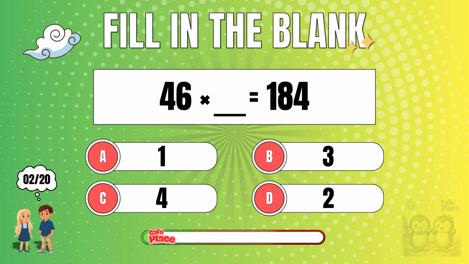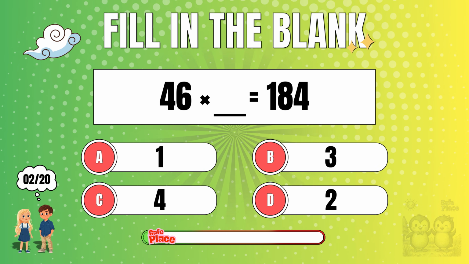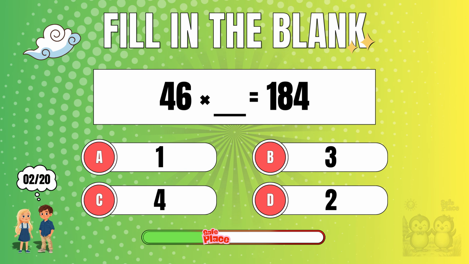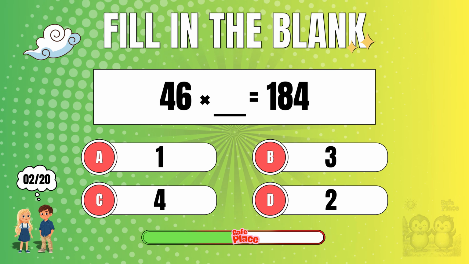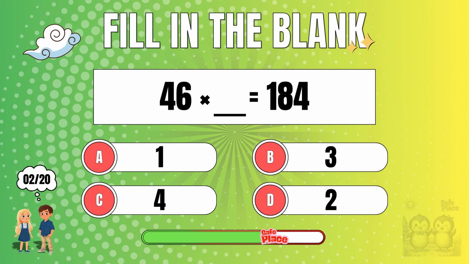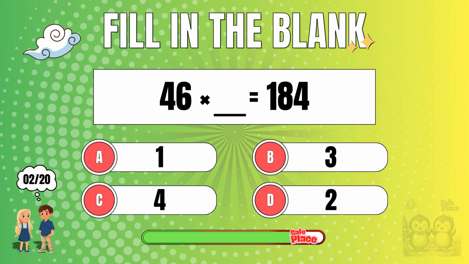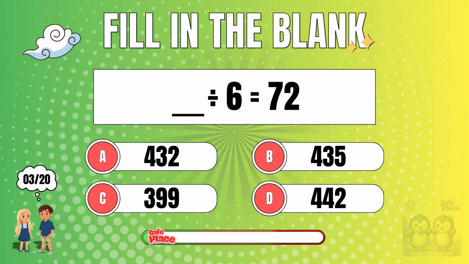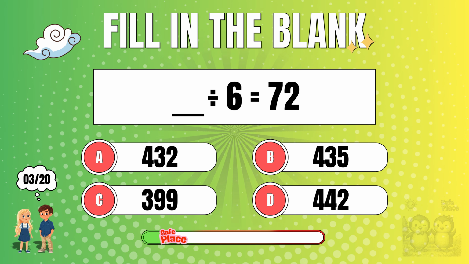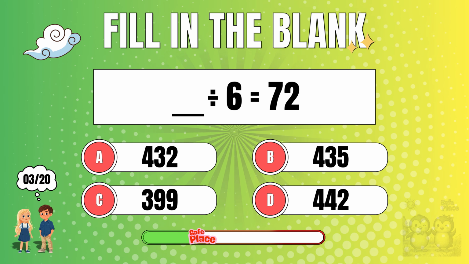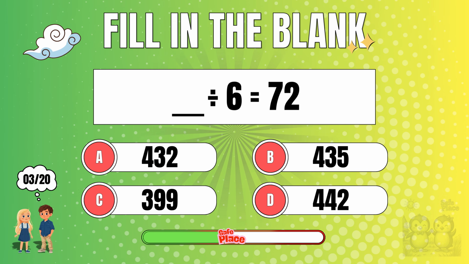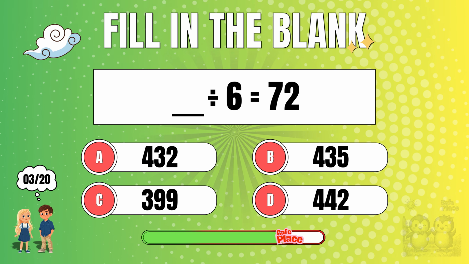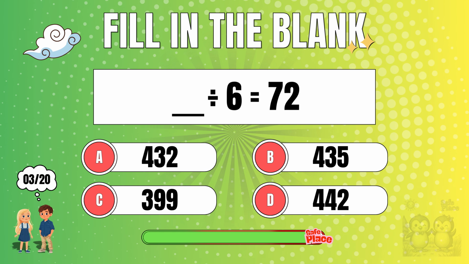Let's solve this one. 46 times blank equals 184. Three, two, 1. The correct answer is 4. Next, blank divided by 6 equals 72. Three, two, 1. Let's check the answer.